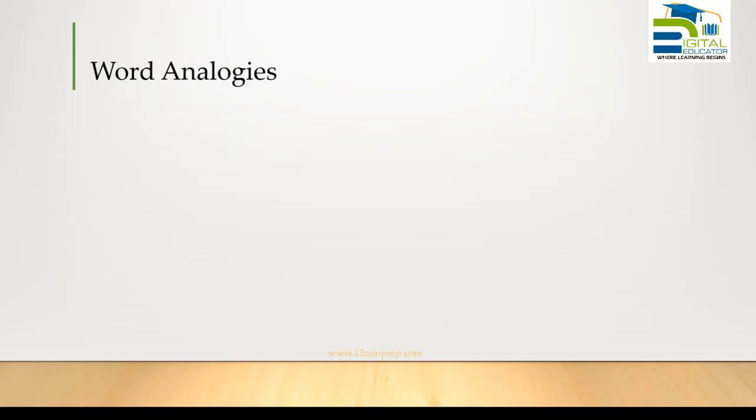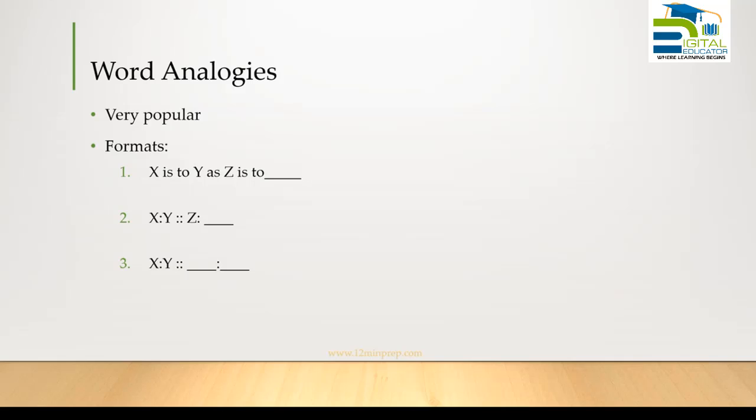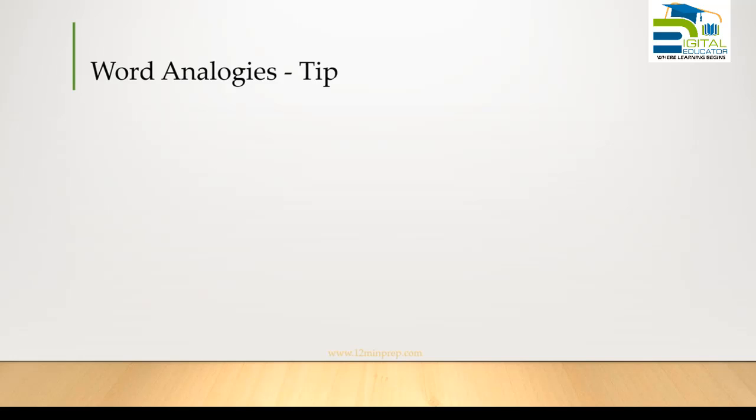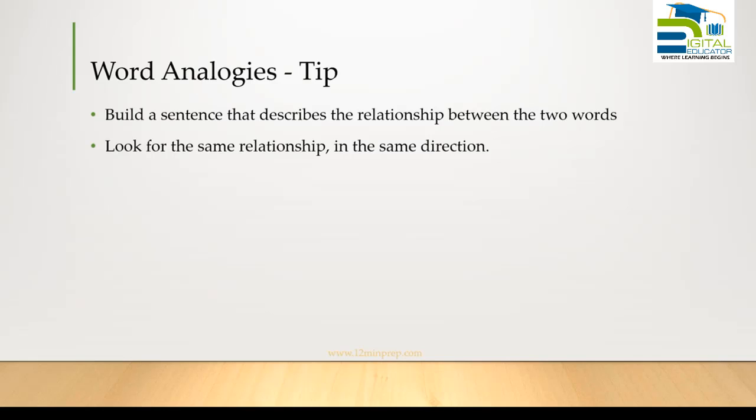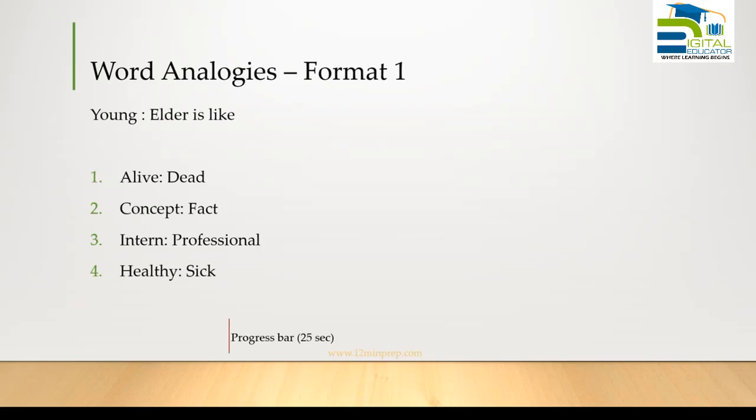Word analogies are among the most popular question styles in cognitive ability tests. The analogy may show up in different formats, but the essence remains the same. The key to solving analogy questions is to define a relationship between 2 words using a coherent sentence. Notice the order and direction of the relationship, and only then match an answer option that corresponds with the relationship in the exact same direction. See if you can solve this analogy question in 25 seconds.